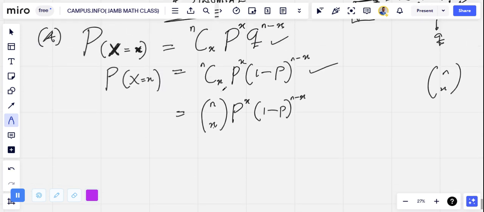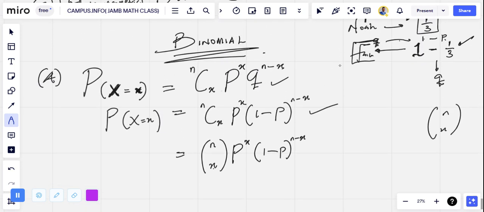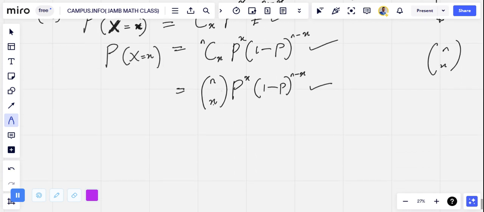So guys, this is the formula for binomial distribution. Take note, any of these three, take note of the formulas. That's how we start, all right? And then guys, since you've understood how the formula looks, what's the next thing to consider?